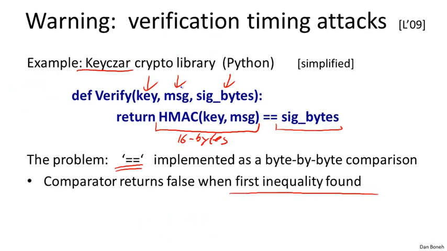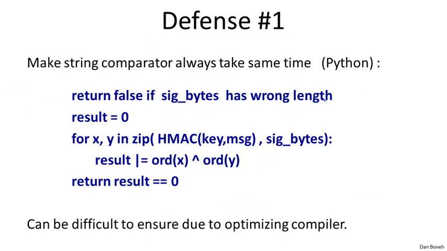The reason I like this example is this is a perfectly reasonable way of implementing a MAC verification routine, and yet if you write it this way, it'll be completely broken. So what do we do? Let me show you two defenses.